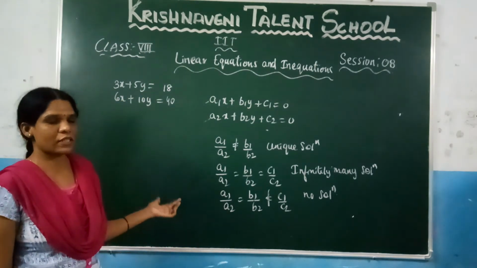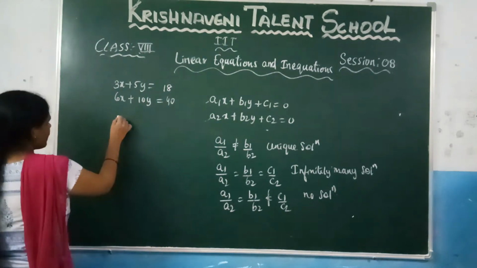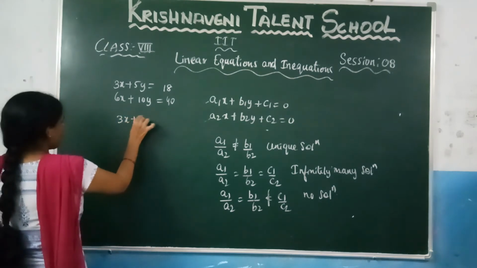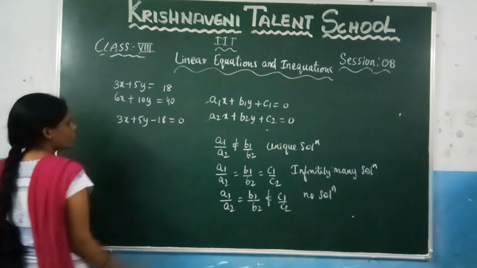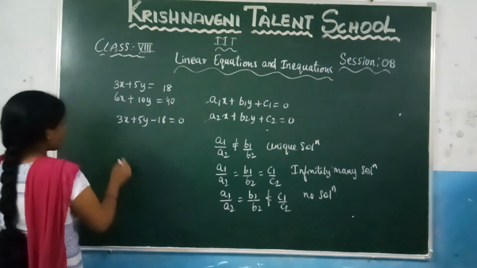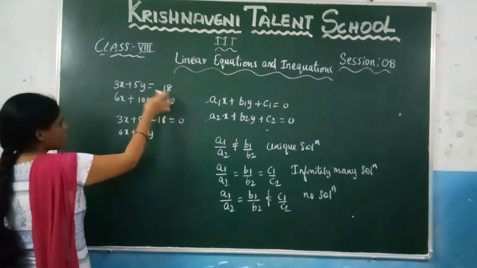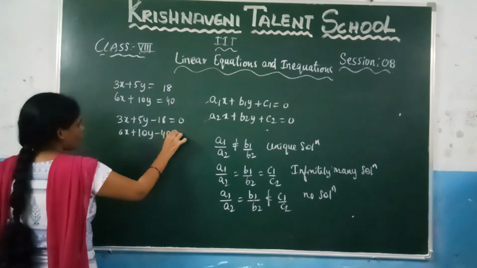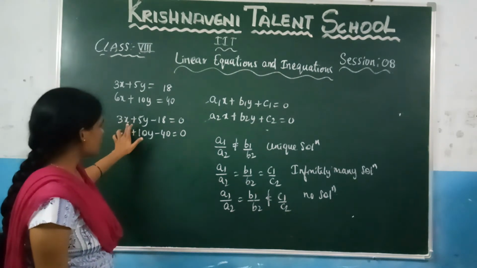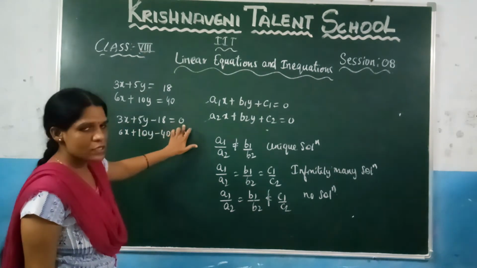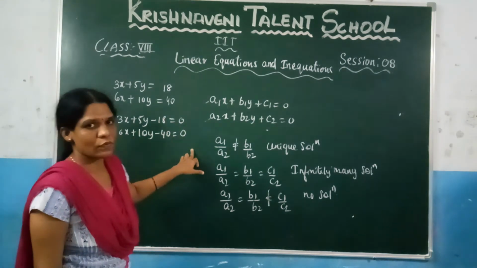Before writing this, let us write this in the form of this one. So you can write this as 3x plus 5y. Let us take this 18 to this side, it will become minus 18 is equal to 0. Now consider this equation, you can write it as 6x plus 10y. If you take plus 40 to this side, it will become minus 40 is equal to 0. Now it is in the form of a1x plus b1y plus c1 is equal to 0, a2x plus b2y plus c2 is equal to 0.